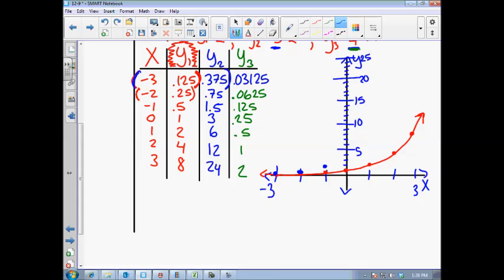0, 3, 1, 6, 2, 12, and 3, 24. When you have all those done, pick a second color, highlight the column please, to color code, so that we know the second column here matches this graph. And graph the curve through those points.